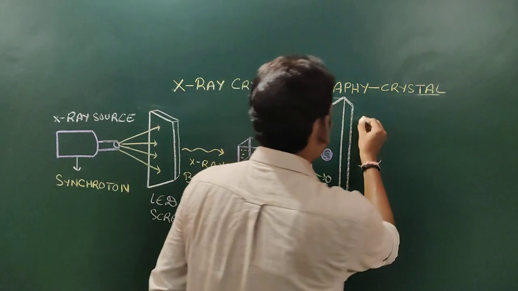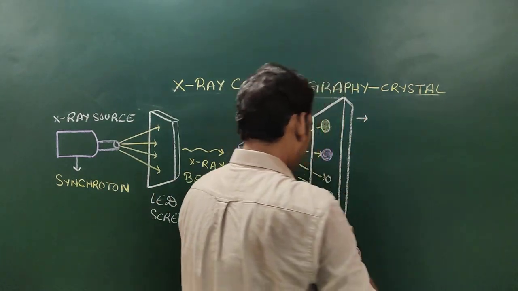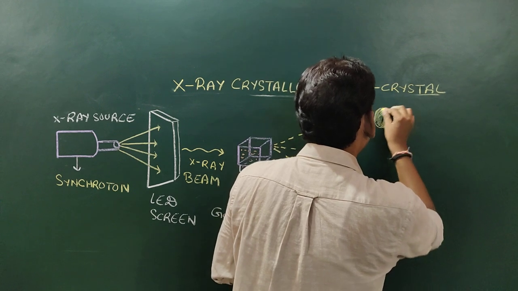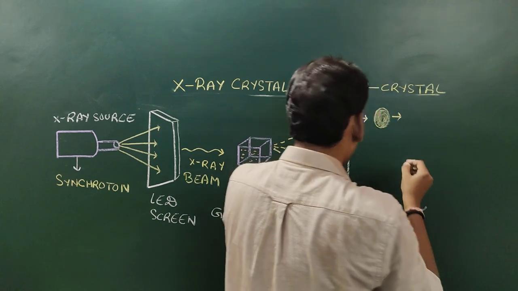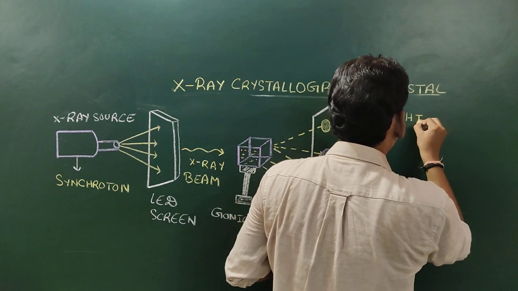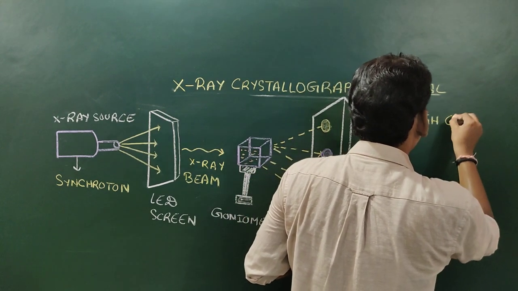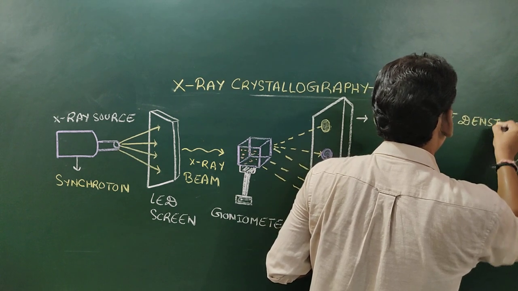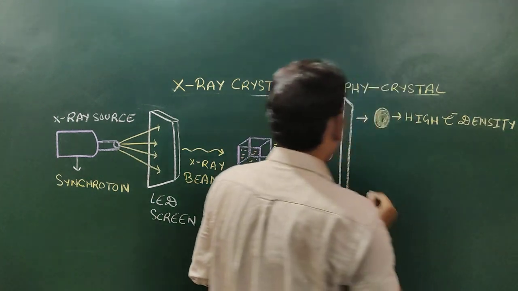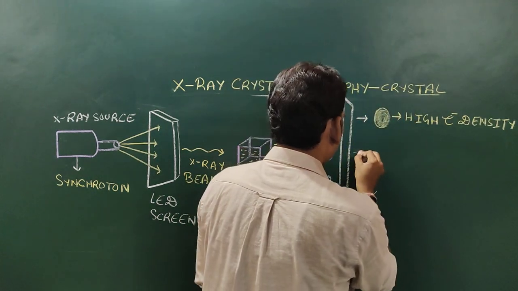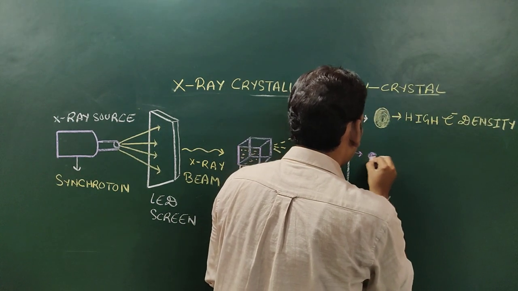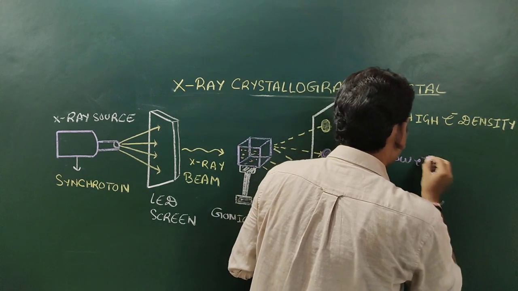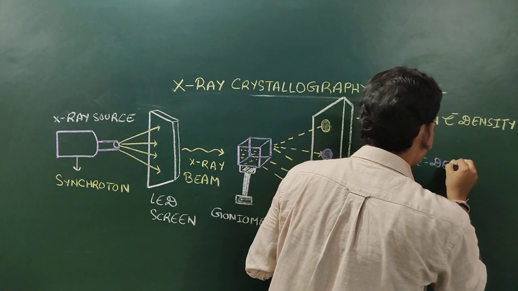Okay, suppose that if the spots are large and dark, then it shows high electron density. High electron density. Or if the spots are small, then it shows low electron density.